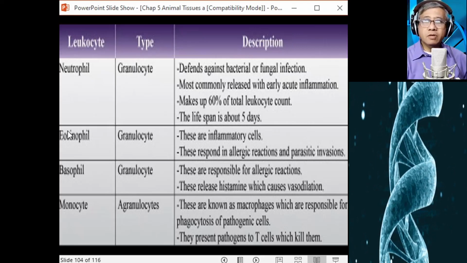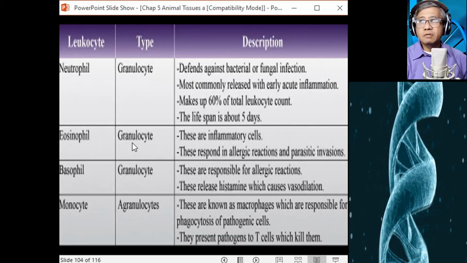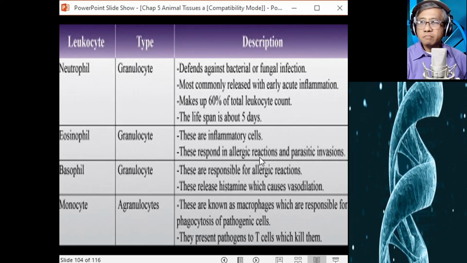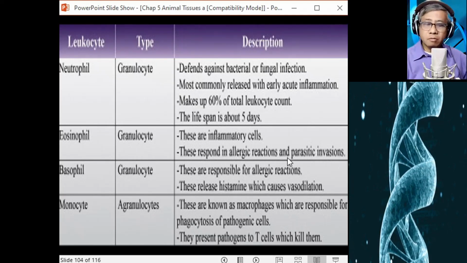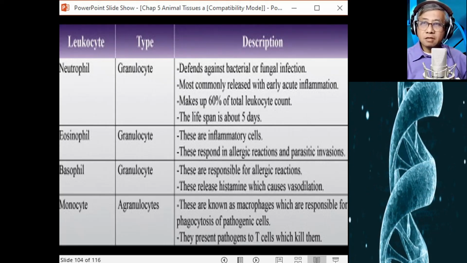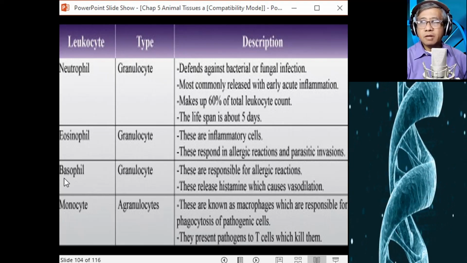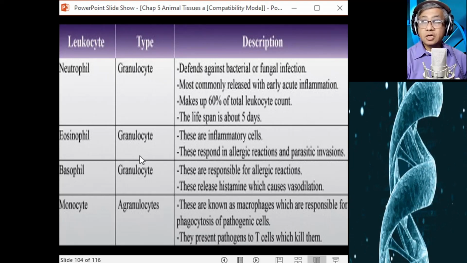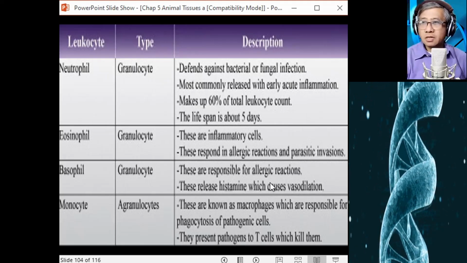Then we have eosinophils. Eosinophil is a type of granulocyte. They are inflammatory cells and they play an important role in allergic reactions and parasitic invasion. Pag may nag-invade ng mga parasitic worms, doon sila umaatake. Alright, then we have basophils. Basophil is a type of granulocyte, and just like eosinophil, they also play an important role in allergic reactions.